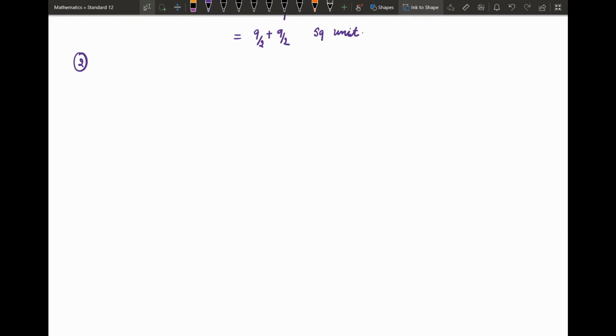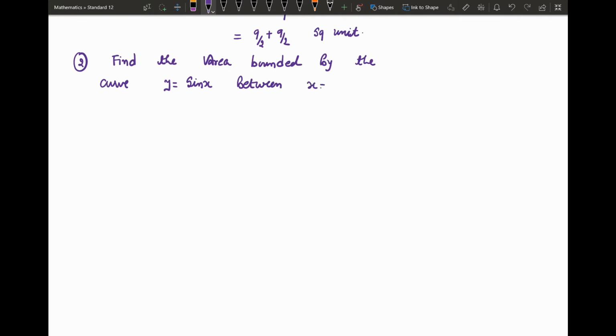Then it is an ordinary definite integral. Next example, find the area bounded by the curve y equal to sin x between x equal to 0 and x equal to 2 pi. Solution.